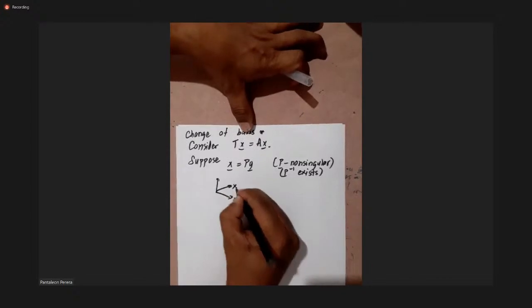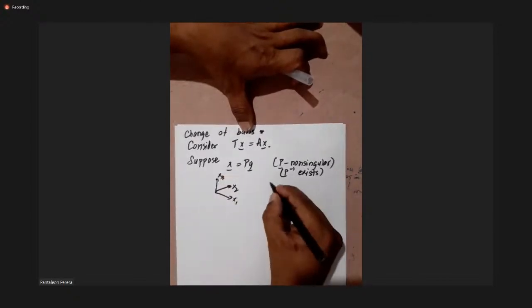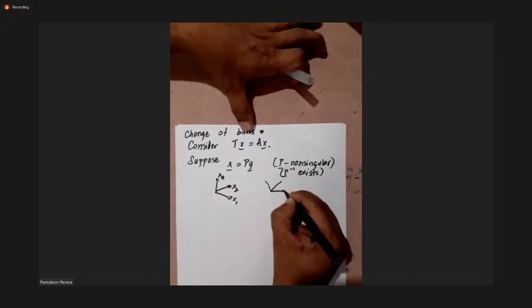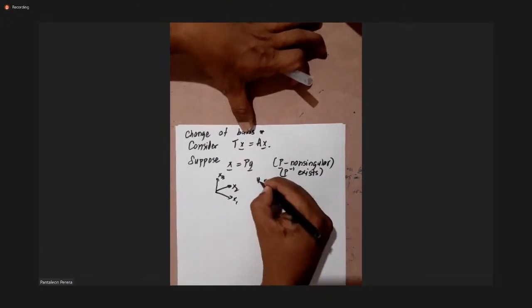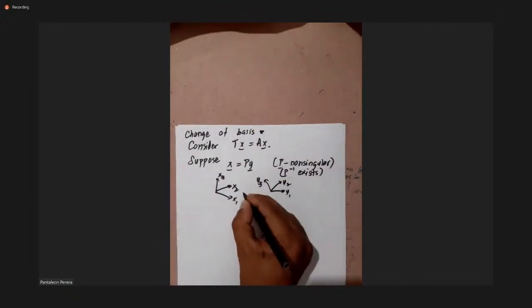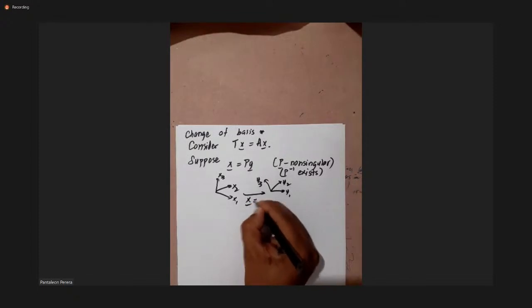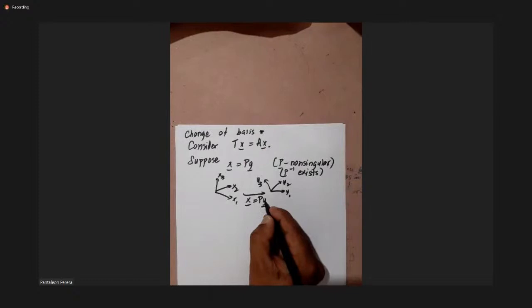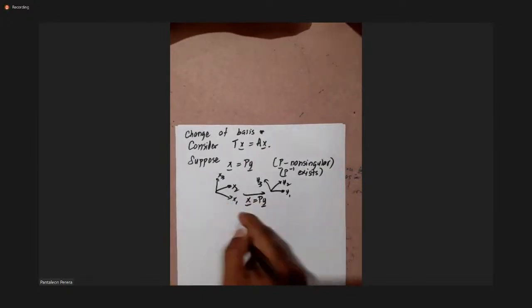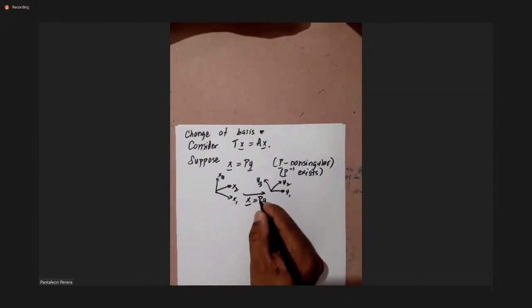This is x1, x2, x3, the axes. You have some other set y1, y2, y3. They are rotated, though they may be multiplied, or whatever. The relationship is x equals Py. If you want to find y, y is what? P inverse x. You multiply both sides by P inverse, then this would be I, and you get P inverse on this side.